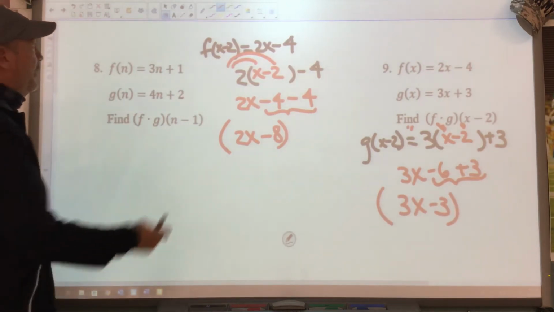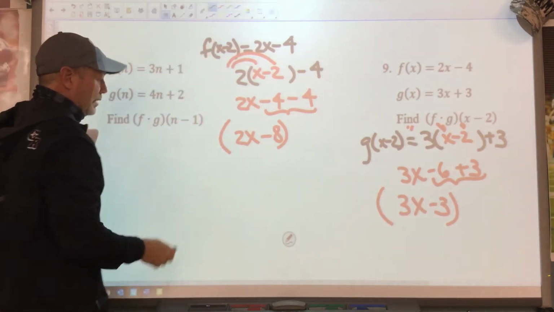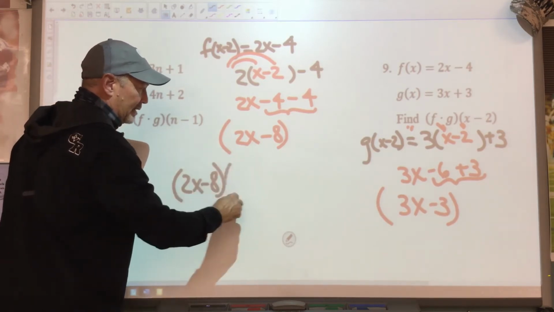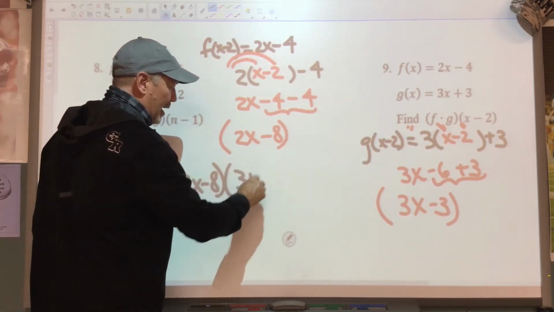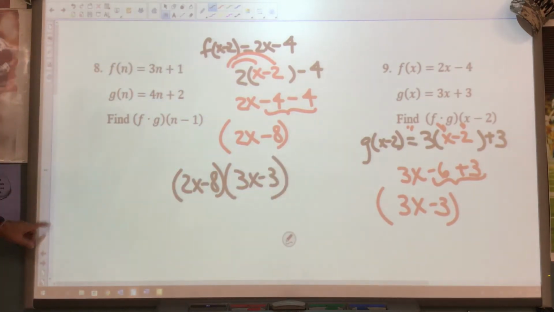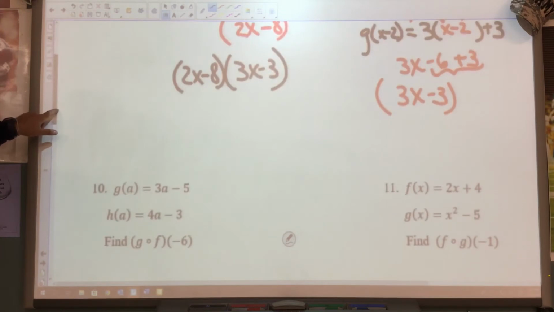So we're going to set it up, and we're going to say 2x minus 8 times 3x minus 3. We have to multiply those together. Let's move this a little bit so you can see it better.